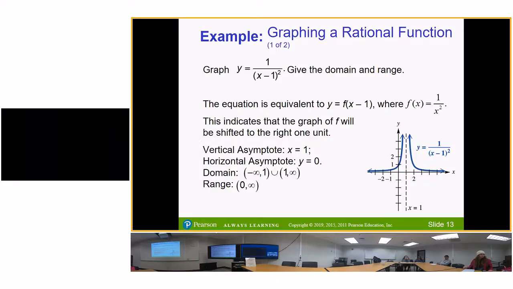So, as we learned in the first unit, if the negative 1 is attached to the x, then it's a horizontal shift and it's always opposite.